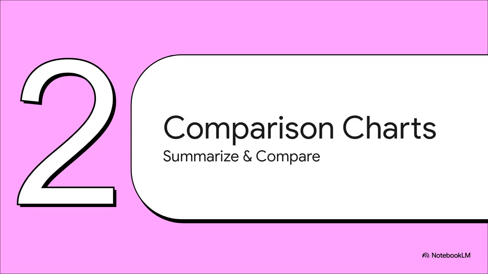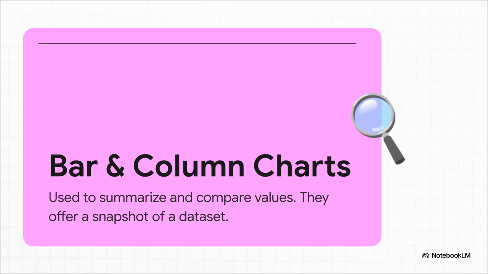All right, let's get practical. Probably the most common question we ask of our data is simply, how does this thing compare to that thing? For that, we turn to a whole family of visuals that are built specifically for comparing stuff. And the undisputed workhorses for comparison are bar and column charts. Their power is in their simplicity. They let our eyes quickly judge the length of bars to compare values. It's super intuitive.